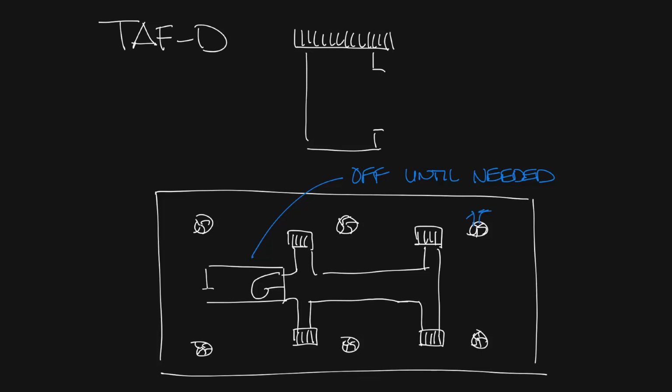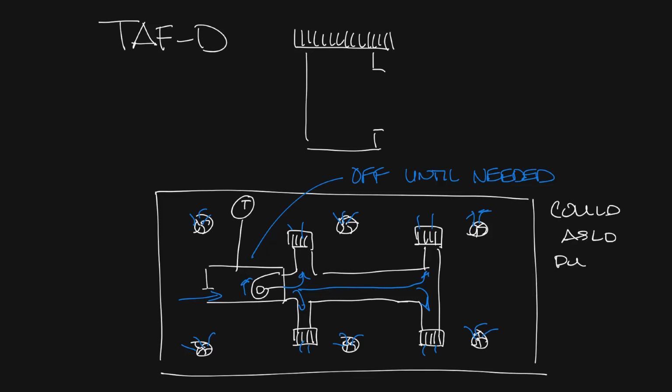So normally you would just be getting air out of these round swirl diffusers in the space. But then when people come into the room, the load in the room will go up, the thermostat will respond and turn on this fan box, which will now pull more air from the underfloor plenum and supply the area with more air through these TAF-D diffusers. So you could also duct round TAF or swirl diffusers to a fan box like this, but the TAF-D provide more air per diffuser, so that's what we're showing here.